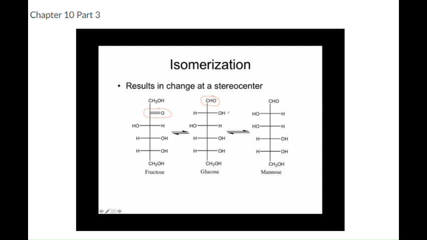We can also do isomerizations at a stereocenter. So for example, here we have glucose with the hydroxyl on the right-hand side at carbon 2. Here we have mannose with the hydroxyl on the left-hand side at carbon 2. So the conversion of glucose into mannose would be referred to as an epimerization, because we're making the epimer, the C2 epimer of glucose, and thus it falls under the category of an isomerization reaction.